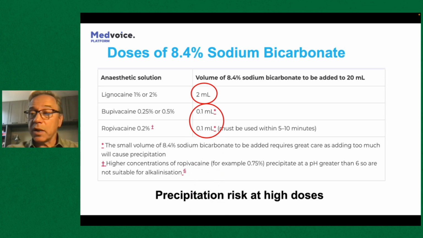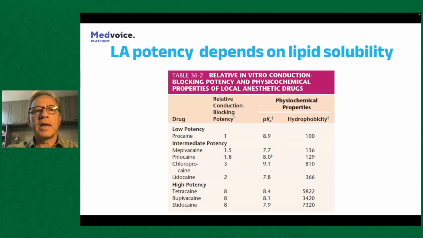Because if you add too much, then you are facing the risk of precipitation. So the solution will precipitate and you won't be able to use it. So be careful if you are to use sodium bicarbonate with local anesthetics.